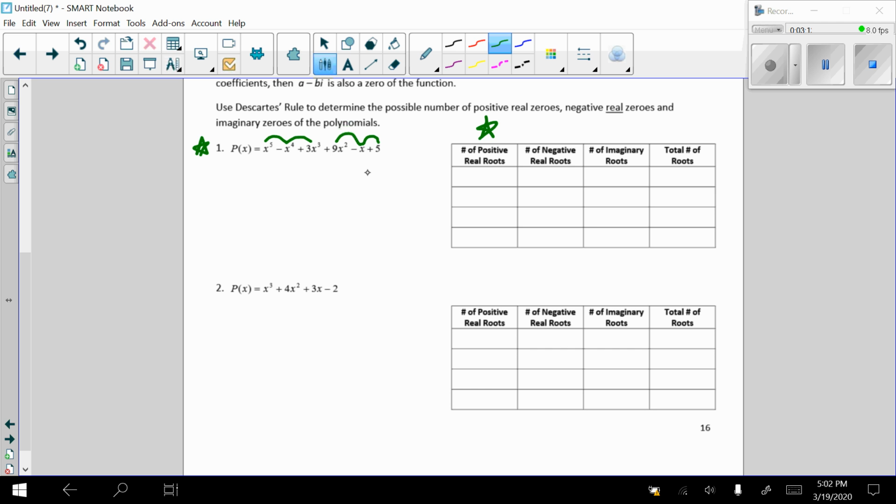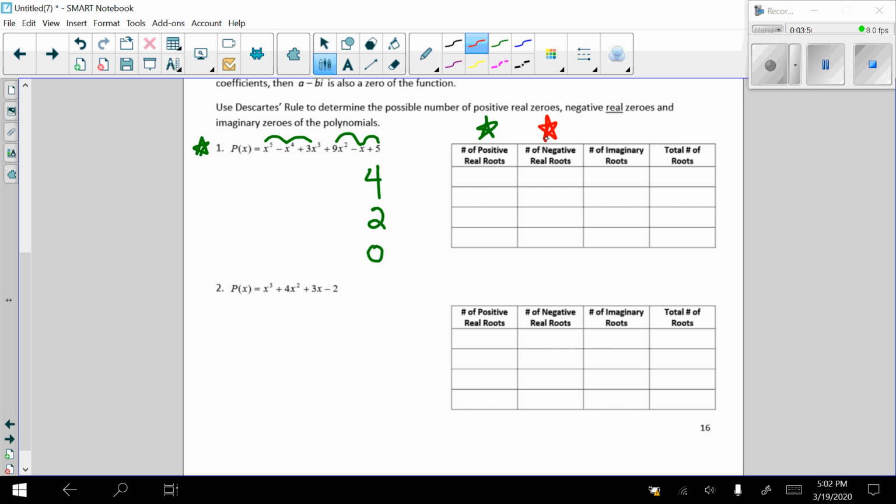What that means is we may have 4 positive real roots, or it might be 2 less than that. So we might have 2 positive real roots, or it might be 2 less than that. We might not have any positive real roots. Now, we don't go into the negatives here, so once you get to either 0 or 1, that's it. You stop subtracting 2.